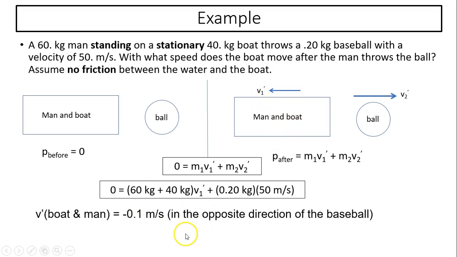That means you're going backward at a much slower speed than the ball, because the ball's mass is so small, it moves a lot faster. The man and the boat's mass is bigger, so it moves much slower.